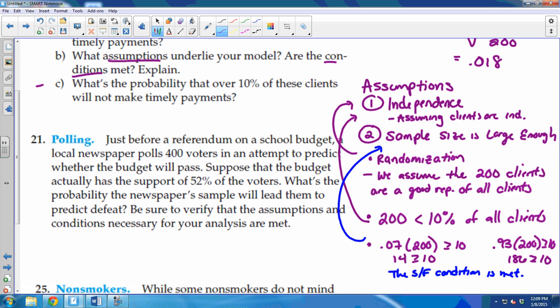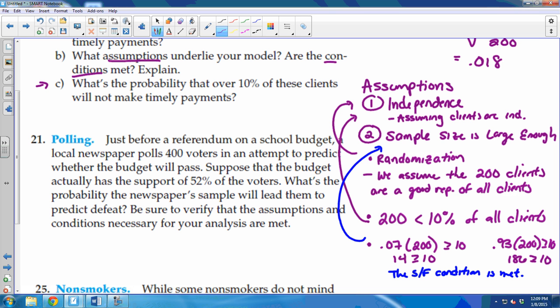All right, and then on part C, what's the probability that over 10% of these clients will not make timely payments? We can use a normal model. We just told all the conditions were met, right? If we can use a normal model, how do we find probability? Use your calculator, right? You find what that section would be.